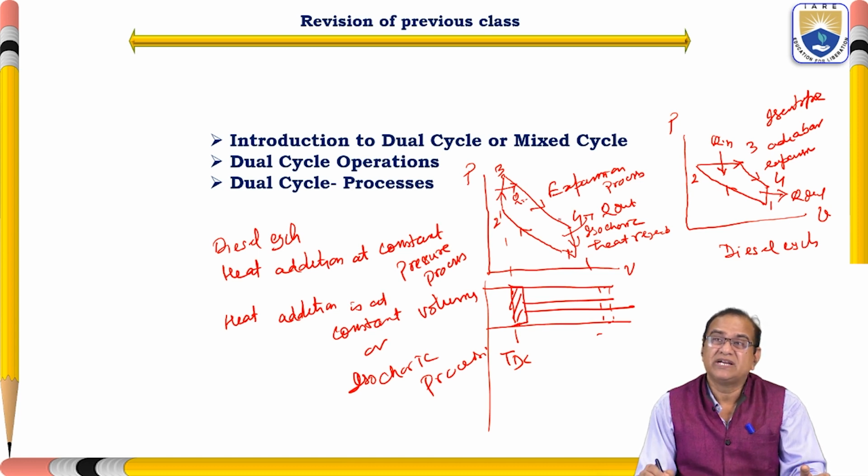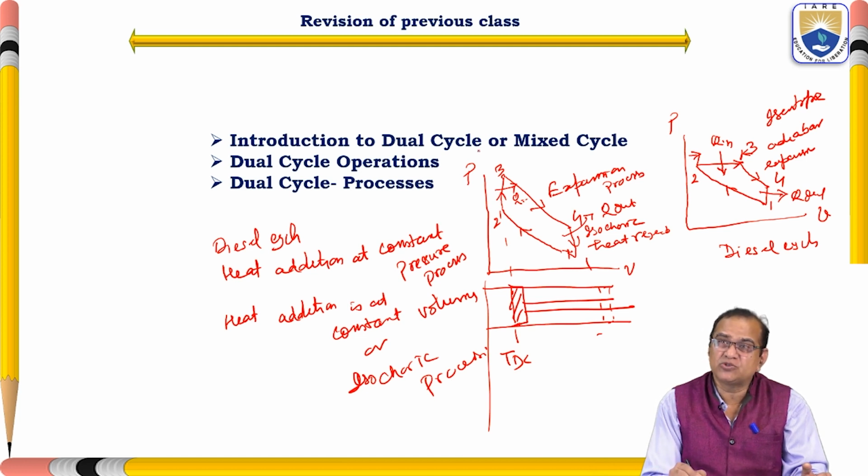So the diesel cycle was developed, but in diesel, what happened? From here to here, there is a reduction in the efficiency due to this burning process. Here, the work is not done. But if you see, the work is done from here to here.